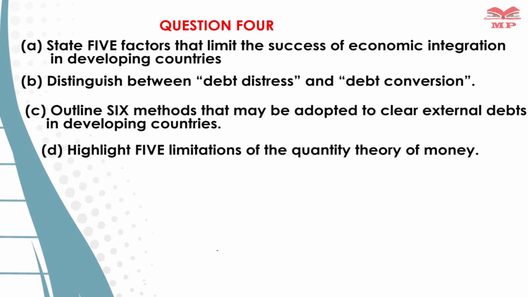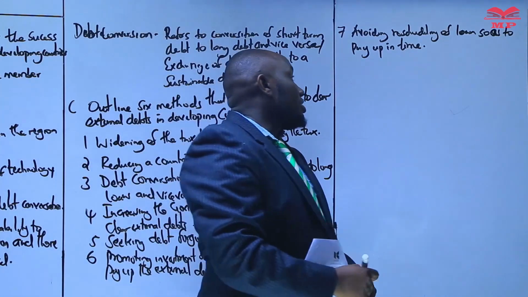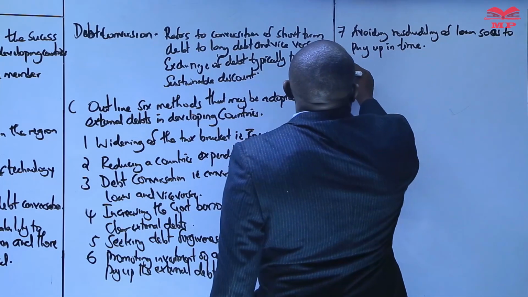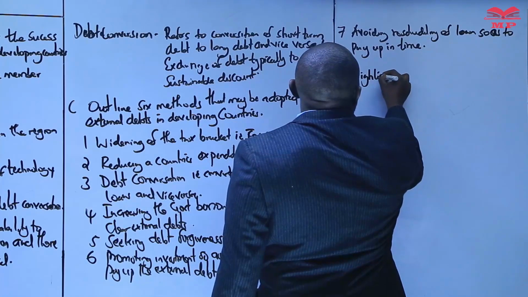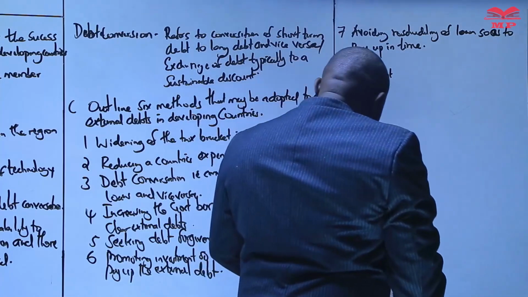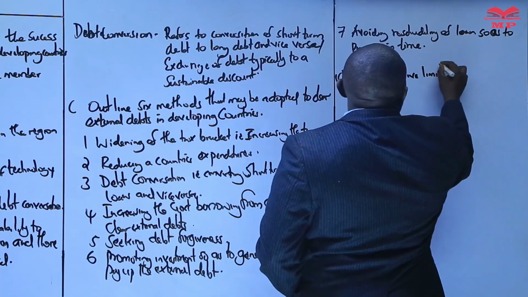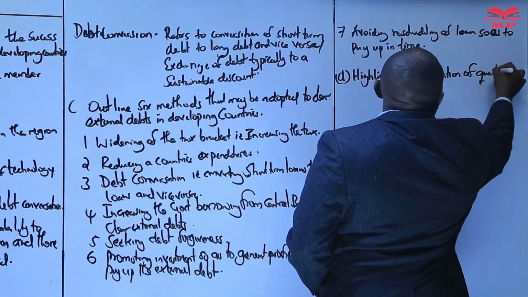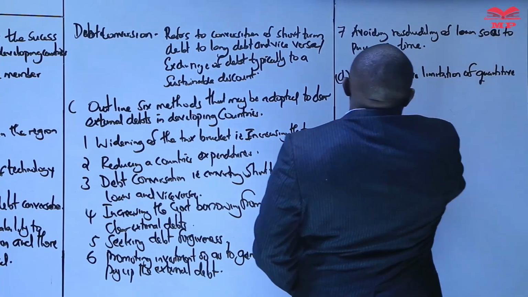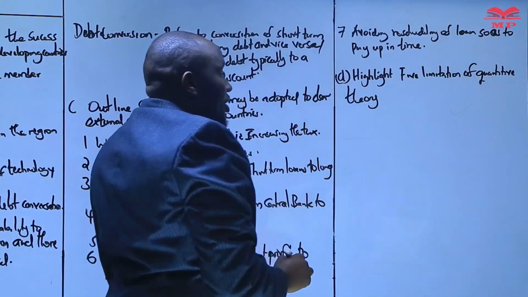This is what the question says. Highlight 5 limitations of quantitative theory of money. Question 4D: highlight 5 limitations of quantitative theory of money.